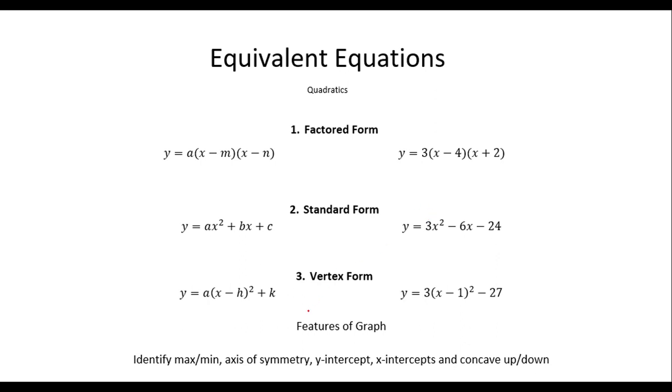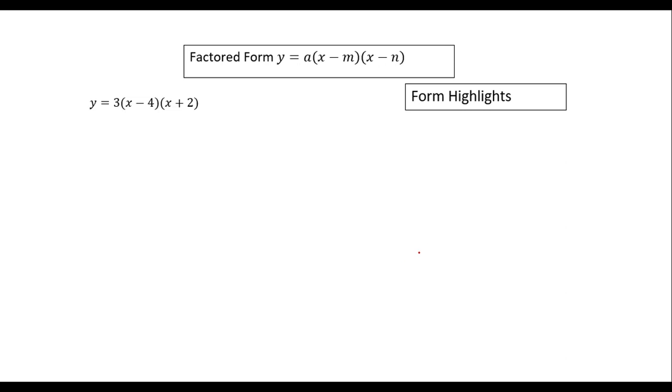At the very bottom, you guys will see some of the key features that you will be asked to find. Now, depending on what form you're given, some of these will be easier to find than others. The very first one that you guys have is factored form. Now, what key features are being highlighted by this form?